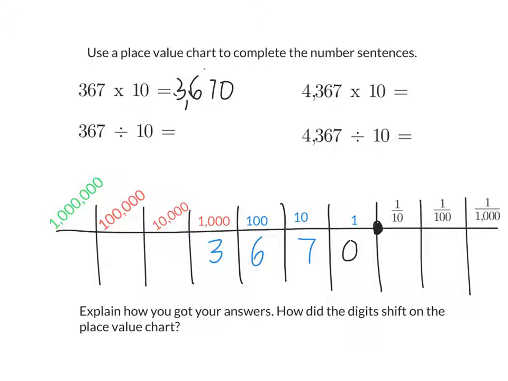Okay. If I reset this back to 367, ignore that 0 there. Okay. Now this time I want to divide by 10. How did the digits shift when I divide by 10? Violet? They shift to the right by 1.